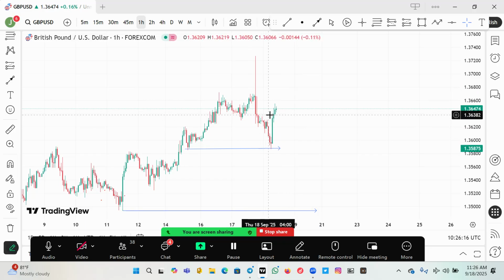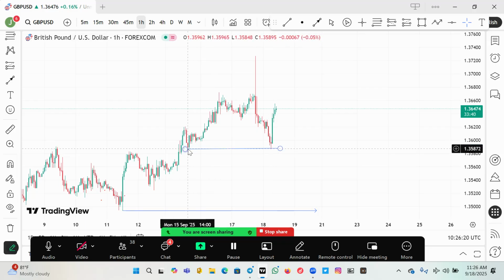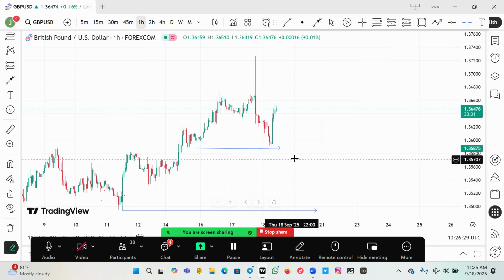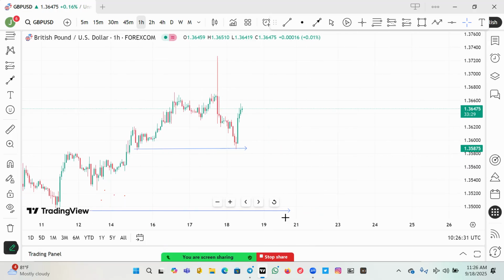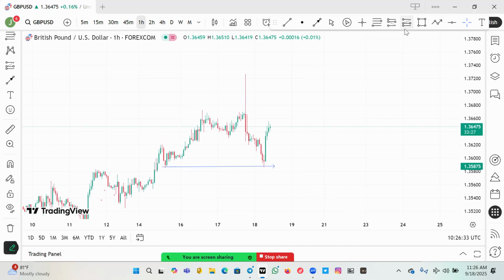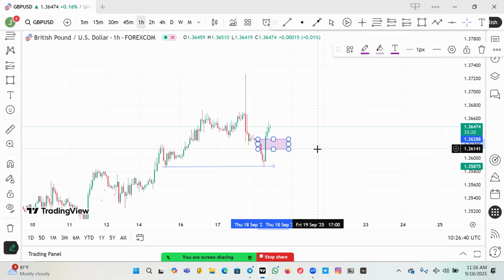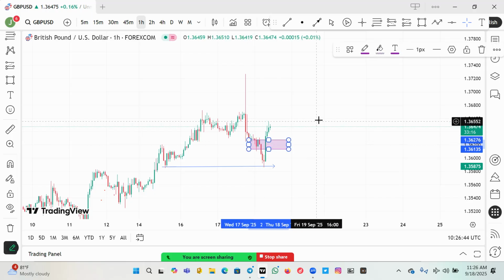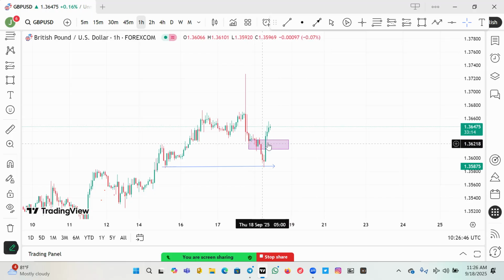All right. Now, how would I have entered this market? Since I have already missed my entry from this point here, there is a key level here. Look at, there's a key level here.